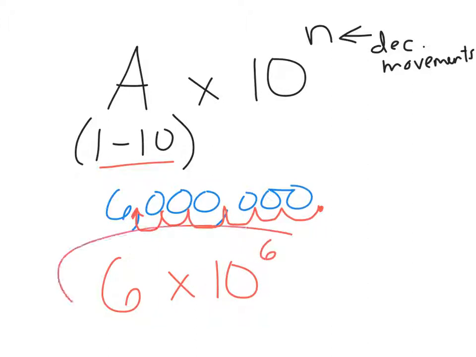And so that's my number written in scientific notation, which makes sense if you think about it. If you think about what 10 to the 6 means, 10 multiplied 6 times, 10 times 10 times 10 and so on, 6 times, is actually 1 million. And 6 times 1 million is 6 million. Again, this is understood as scientific notation. Okay, let's do another one.